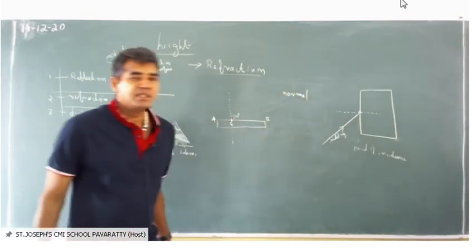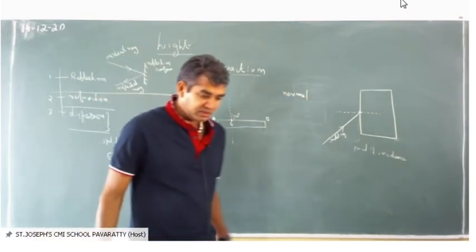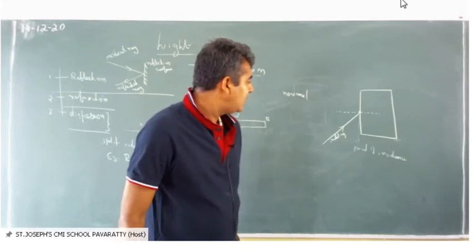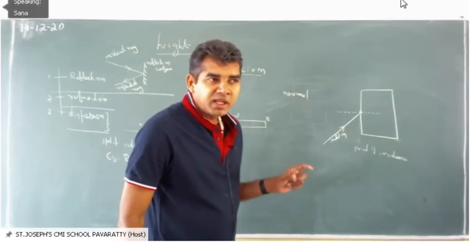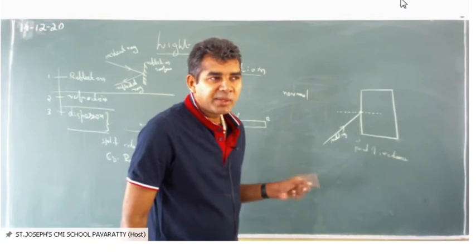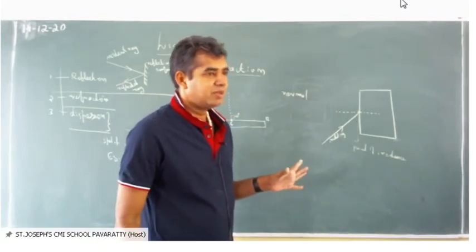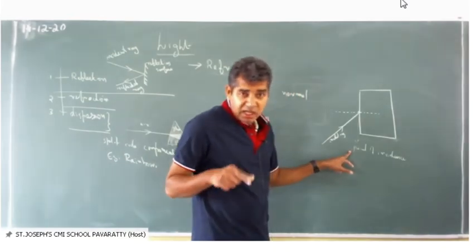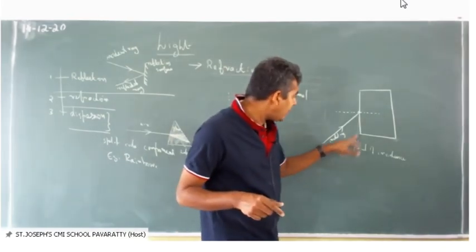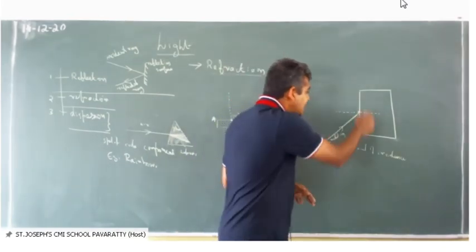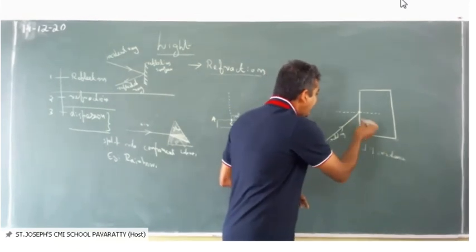Am I right or wrong? Loudly, clearly. Am I right or wrong? Right. Because I'm asked to draw a normal at the point of incidence, at the surface. So, it makes a 90 degree angle.